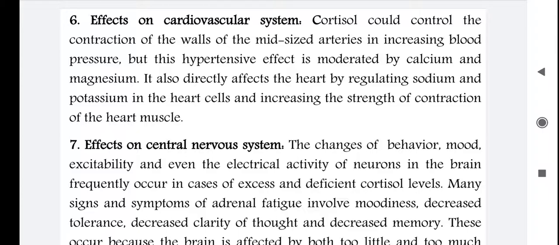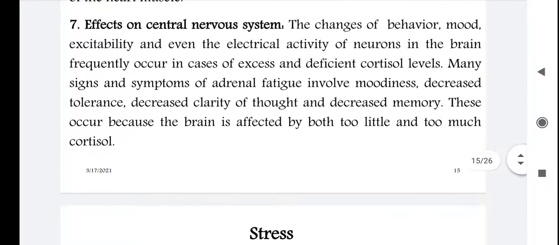Cortisol has an effect on the cardiovascular system. Cortisol can control the contraction of the wall of the mid-sized arteries, increasing blood pressure, but this hypertensive effect is moderated by calcium and magnesium. It also directly affects the heart by regulating sodium and potassium in heart cells and increasing the strength of contraction of heart muscle. So it has a good function in the regulation of the cardiovascular system.